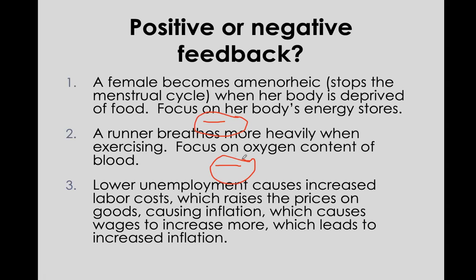This was just kind of a goofy one, I don't really like this one. I would have given you the labor one or blood clotting one, but I already gave them two. But lower unemployment causes an increased labor cost, which raises the prices on goods, causing inflation, which causes wages to increase more, which leads to increased inflation. So this is obviously an example of positive feedback because the stimulus leads to more of a change, which leads to more increased inflation instead of bringing you back, right? So anytime that you're getting farther away from homeostasis, it's positive feedback, okay?